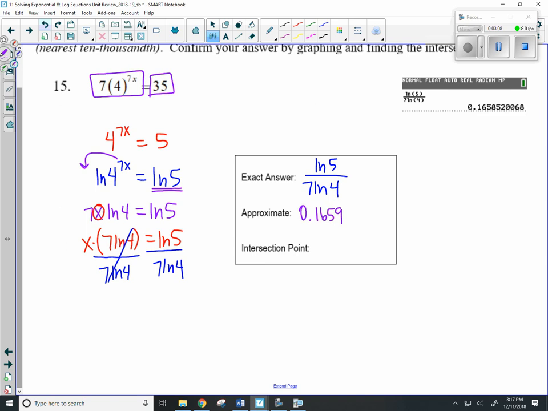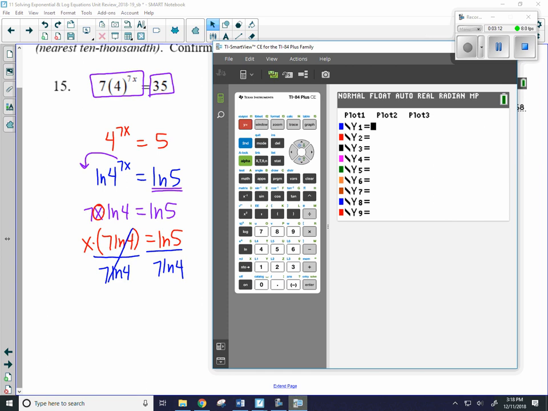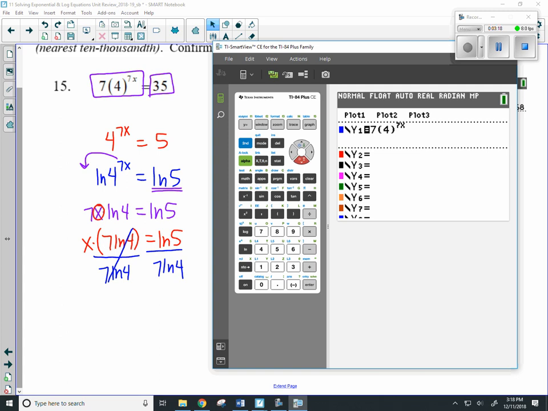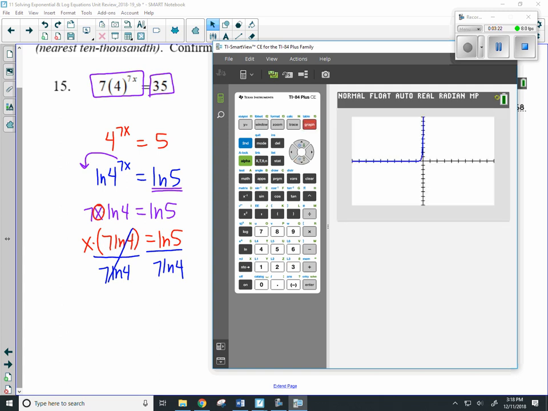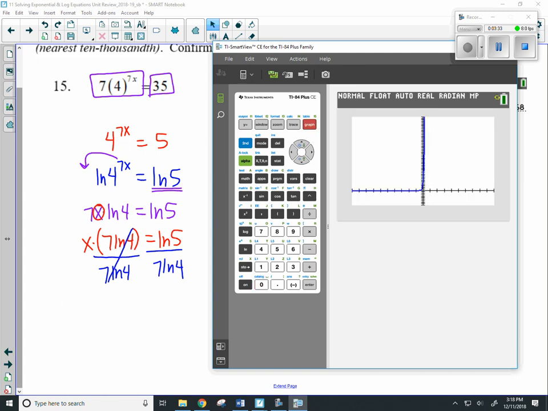If you're not sure how to solve something and you have two things that equal to one another, go ahead and graph it. So we have 7 in parentheses 4 raised to the 7x, and on the other side we have 35. Now when I hit graph, you're not going to see the 35 line because my window only goes up to 10. So I'm going to change my window to go up past 35. So I'll make it go to 50. All right, and you can see where the blue and the red graphs intersect one another.